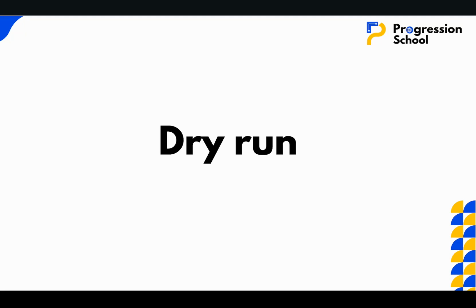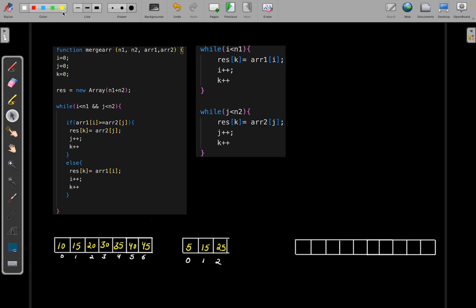In this video, we will see a dry run of the code. So now let's see. Here we have two arrays. This is array 1 and this is array 2, of size n1 and n2 respectively.